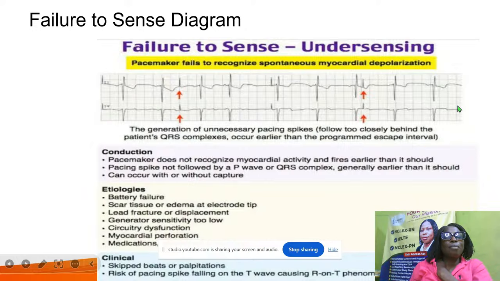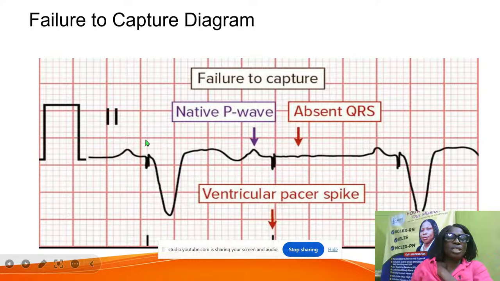So if you have this type of problem, failure to sense, you will not be able to say this is atrial or this is ventricular pace. The reason is because the pacemaker is just sending out impulses anyhow. That's one thing you will use to recognize it. Just look at this one now. You can see this one clearly before the ventricle, meaning this is ventricular pace.